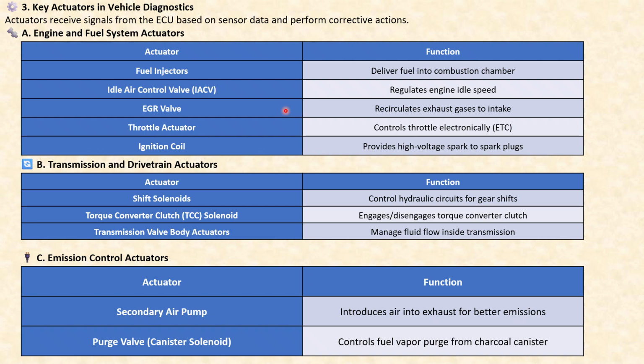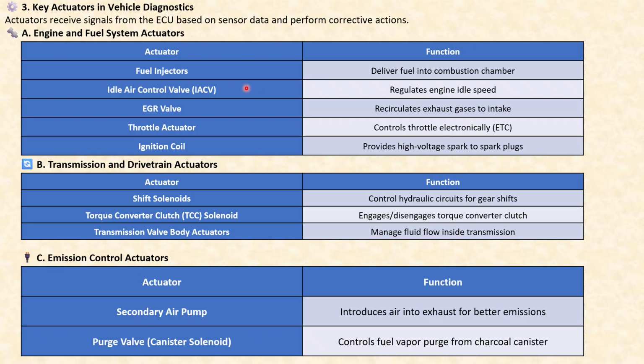Now, we will touch upon the various types of actuators that are used in vehicle diagnostics. Talking about the engine and fuel system actuators, the first is the fuel injector, which delivers fuel into the combustion chamber.